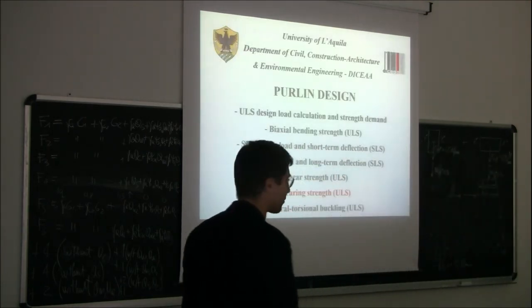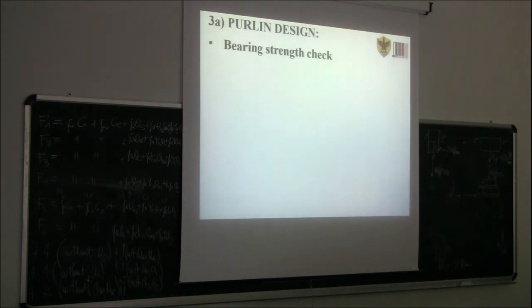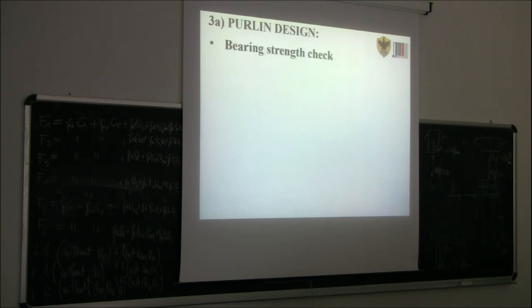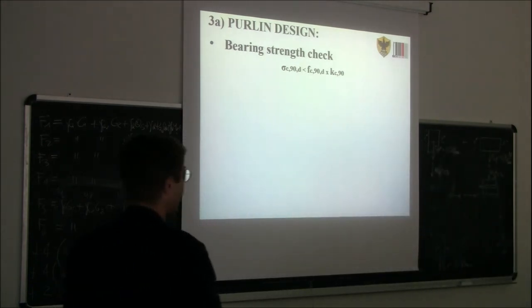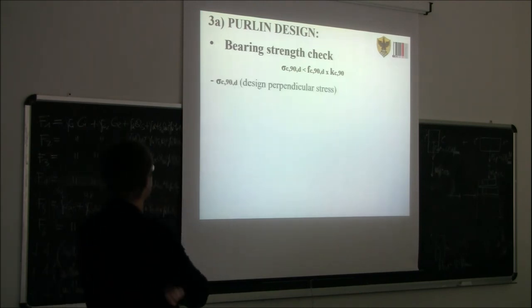Then we need to do the bearing strength, so we need to do the verification of the support of the beam against compression perpendicular to the grain. Again we consider as a restraint reaction the value of 4.5 kilonewton. This is the design inequality. So the compressive stress perpendicular to the grain must be less than the resistance of compression perpendicular to the grain of the beam.